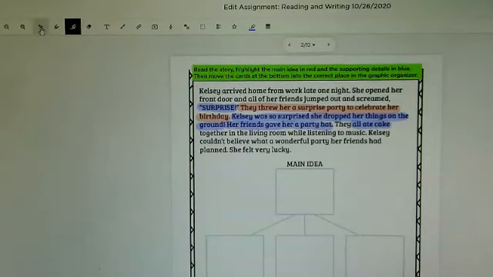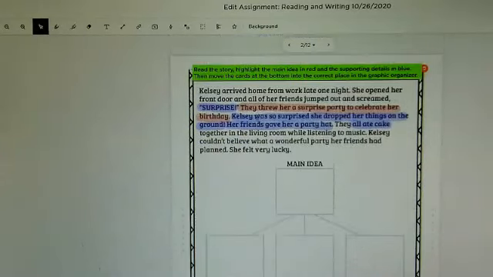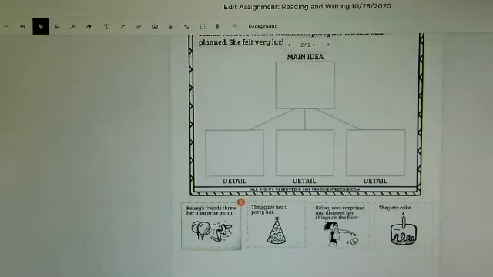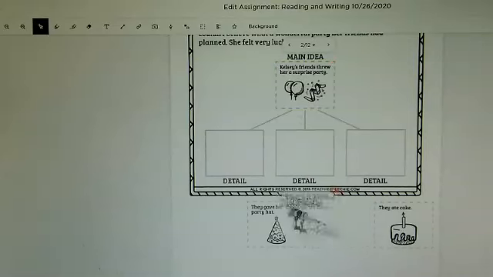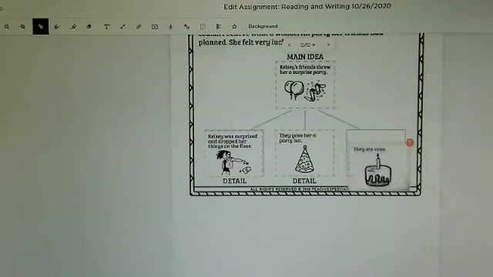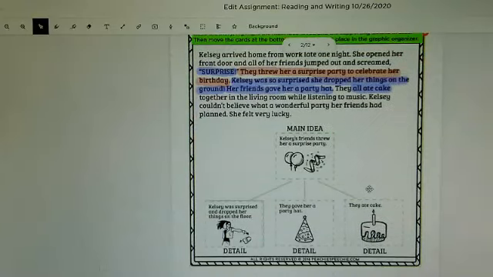So I'm going to go back up here and get my arrow so I can move things around. Down here at the bottom, you have your pieces to move. So we said the main idea was they threw her a surprise party to celebrate her birthday. So it's going to go in the main idea box. It's what the whole paragraph was about. And what were our details? She was so surprised she dropped her things to the floor. They gave her a hat, and they all had cake. Those are our details that support the idea that they were throwing her a surprise party.